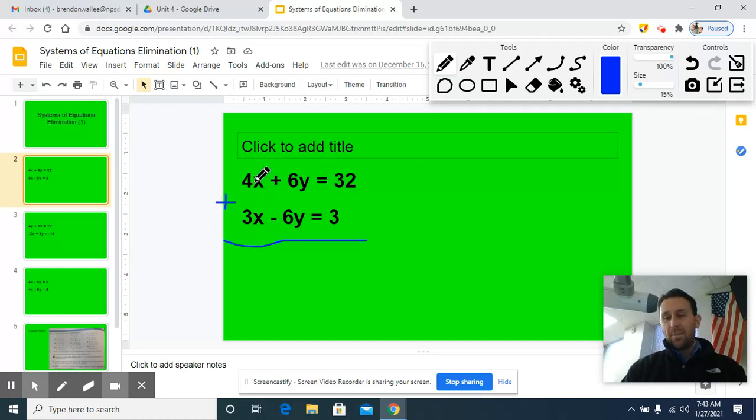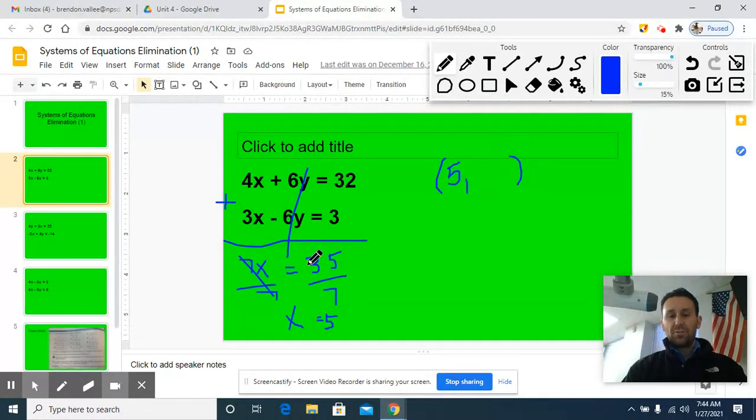But just to get the method down, 4 plus 3 is 7x. 6 plus negative 6 is 0. And 32 plus 3 is 35. And then we divide by 7. And x equals 5. And if you remember from systems of equations with graphing or substitution, you need an x and a y. So we need to figure out what this value is going to be right here.